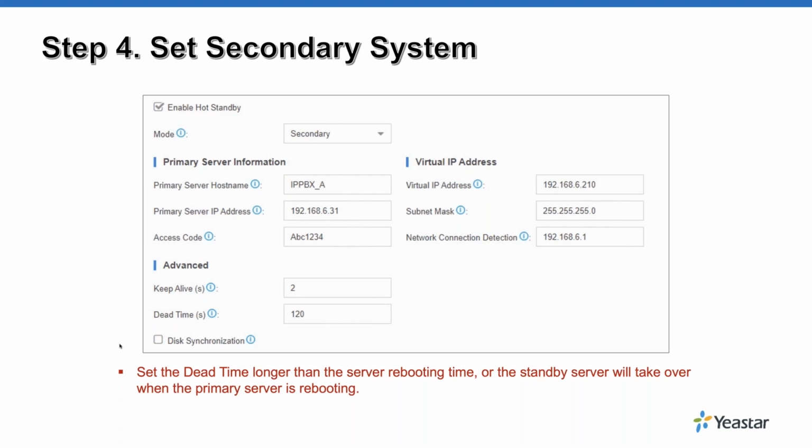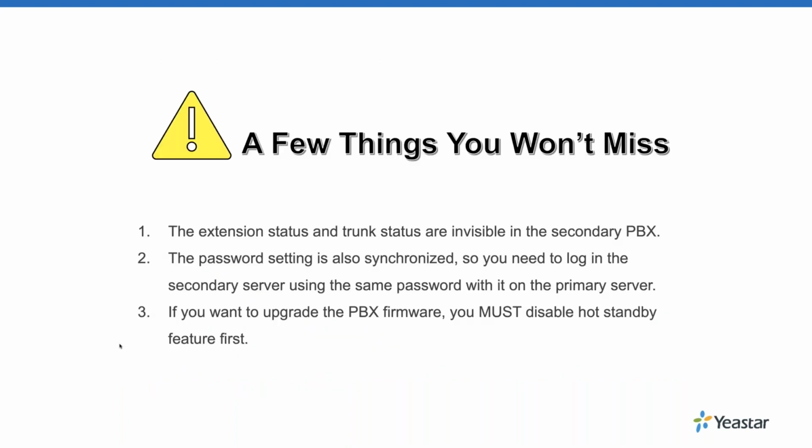Okay, so here are a few very important things. Let's check this out. The first one, the extension status and trunk states are invisible in the secondary PBX. Which basically means, when the primary system is working normally right now and you want to figure out the working status of your extension or your trunk, you can only check it on the primary system. You can't check it on the secondary system. And also the password setting is synchronized. I mean the super administrator's password.